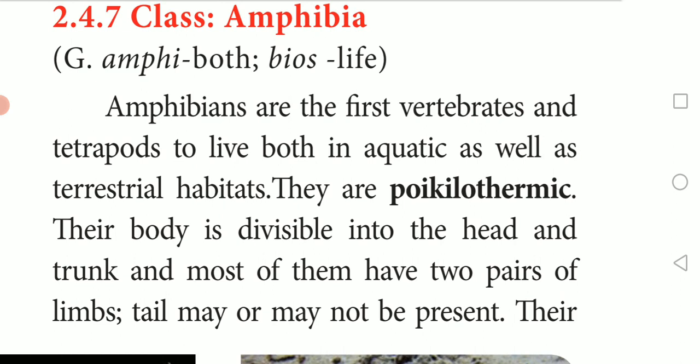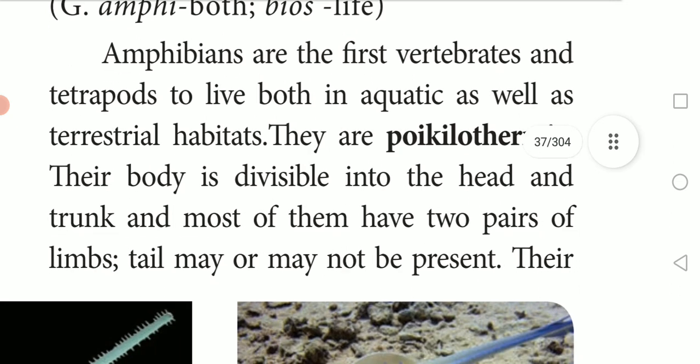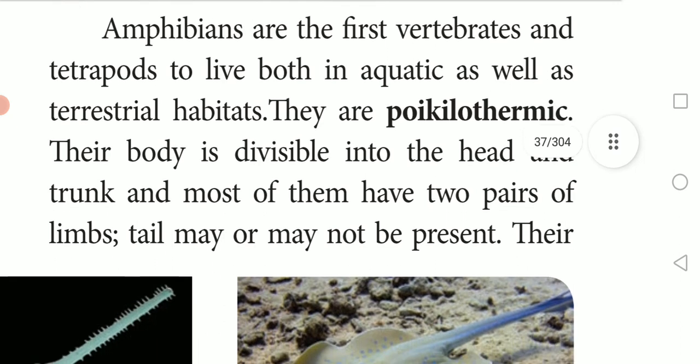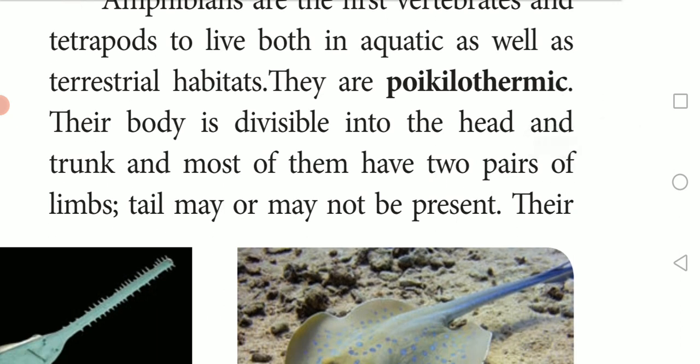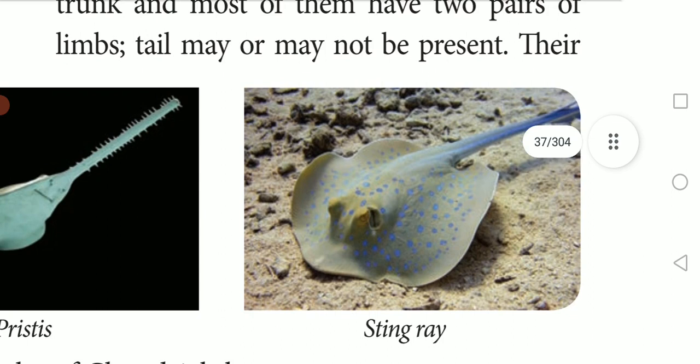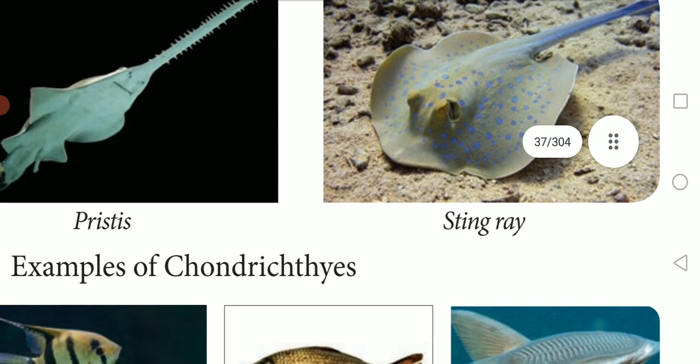Amphibians are the first vertebrates. Underline this one in your textbook. They are tetrapods that live in both aquatic as well as terrestrial habitats. They are poikilothermic, which means their body temperature can change according to their environment. The body is divisible into head and trunk, and most of them have two pairs of limbs.